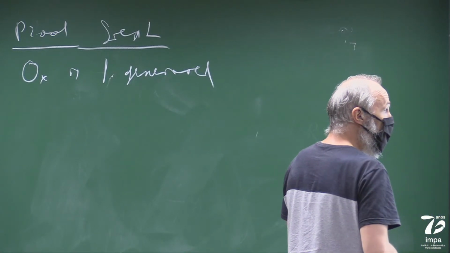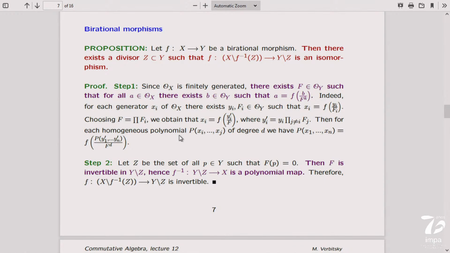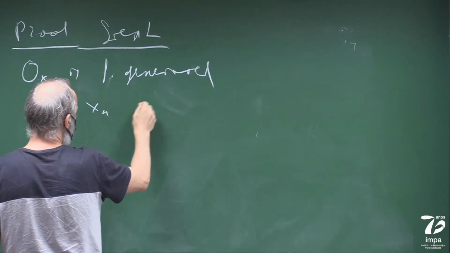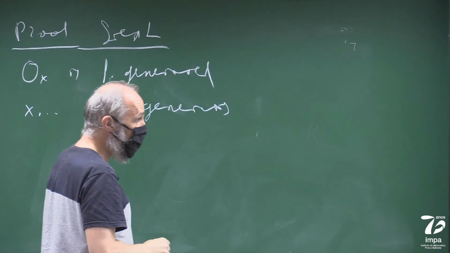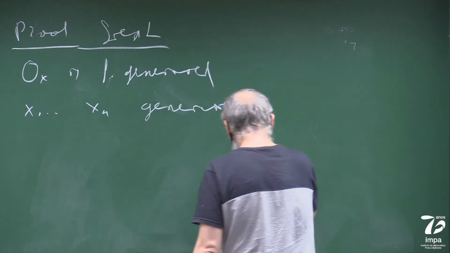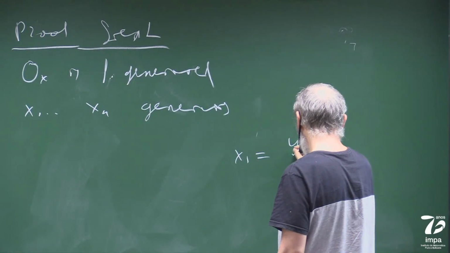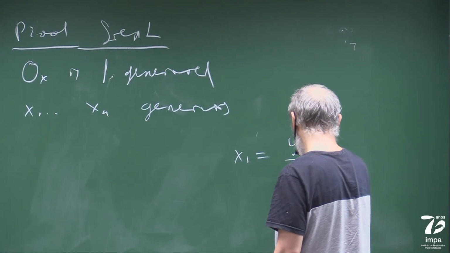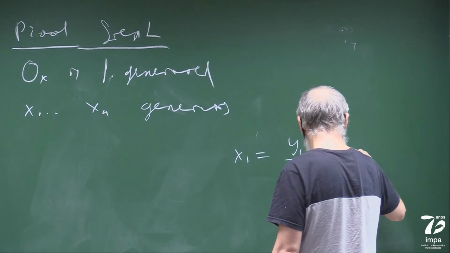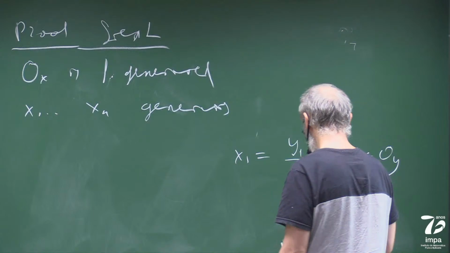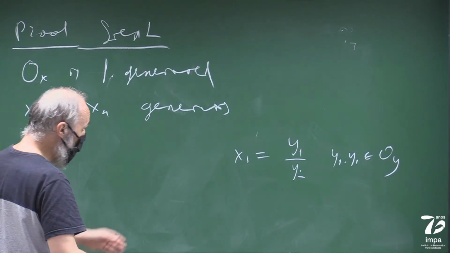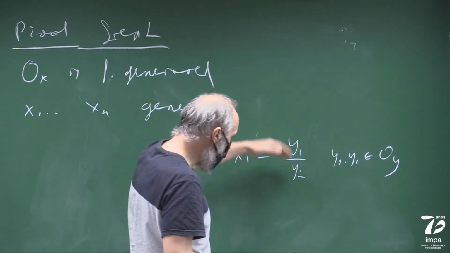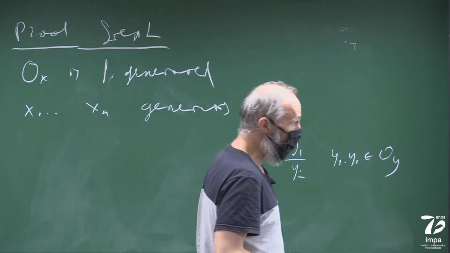by adding the generators. So you have x1, ..., xn generators. And for each of these generators, we can write xi equal to y1 divided by y2, where y1, y2 belong to O(Y). This is because on the fraction field, this corresponding map is an isomorphism, so each xi belongs to the ring of fractions of O(Y).